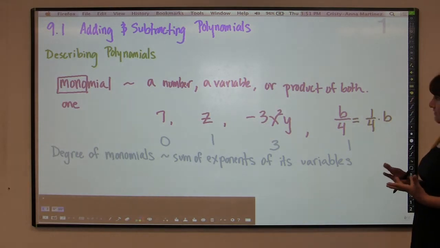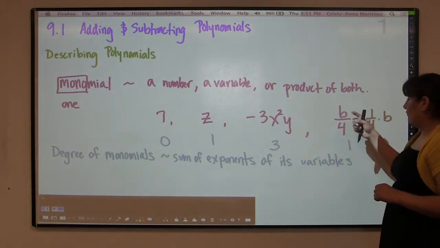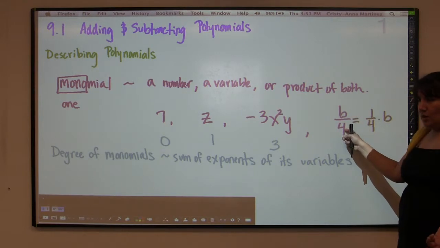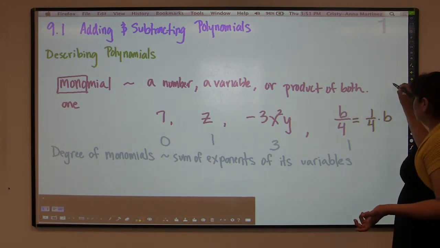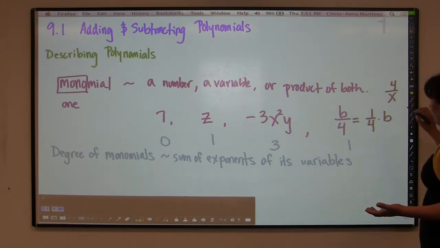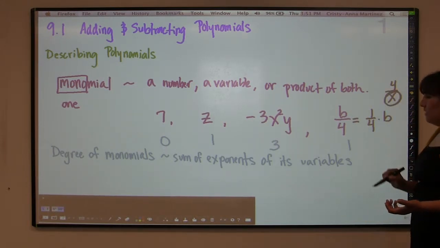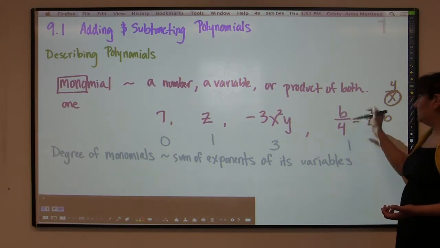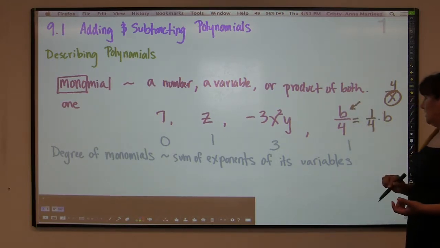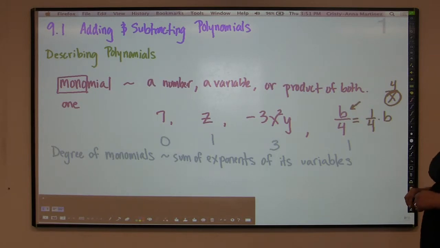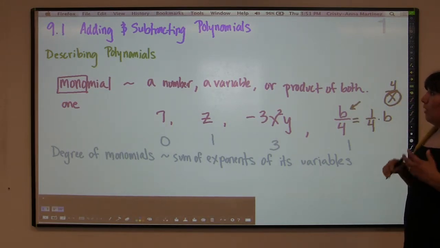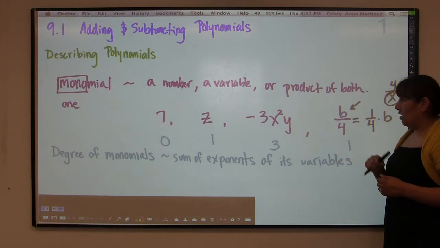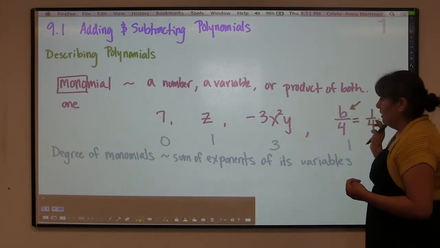I do want to make it very clear that even though we can have a fraction like b over 4 as a monomial, something like 4 over x would not be considered a monomial because the variable is on the bottom. In the other case, the variable is on top. So it's okay to have fractions where the variable is on top, but not on the bottom. That's not considered a polynomial. Later in Algebra 2, you'll see more about these kinds of functions. But for a polynomial, the variable has to be on top. So that's some examples of monomials.